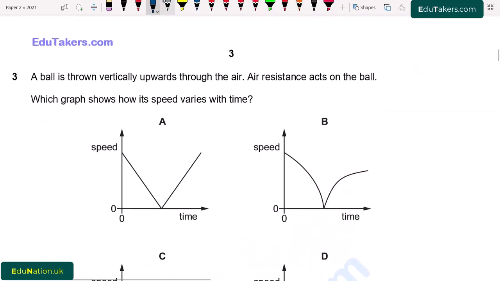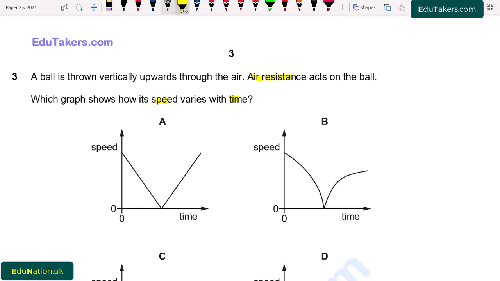Question number 3. A ball is thrown vertically upwards through the air. Air resistance acts on the ball. So here we don't ignore the air resistance. Which graph shows how its speed varies with time? So first of all, when the ball is thrown upward, then its velocity goes on decreasing and at the top point, its value is 0, and when it comes back towards the earth, its value goes on increasing.